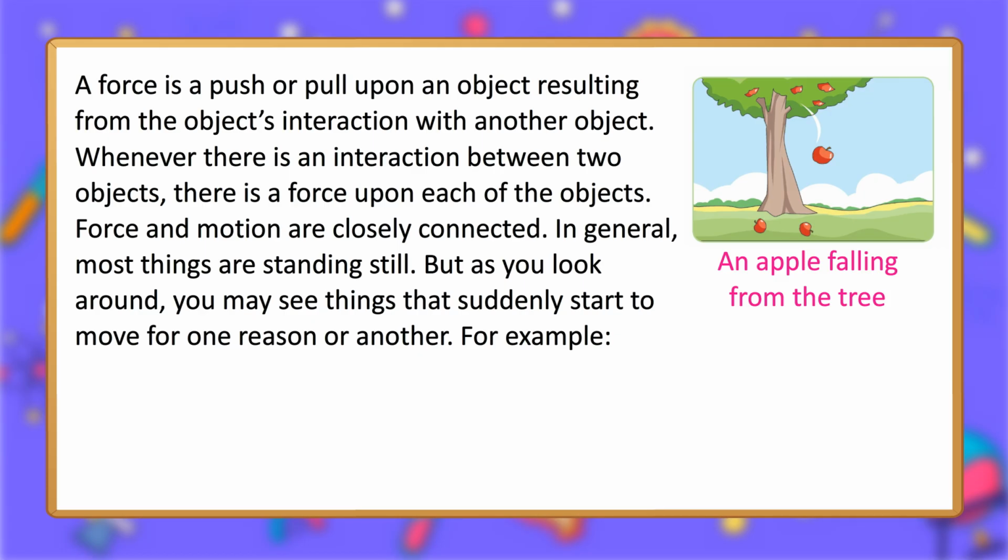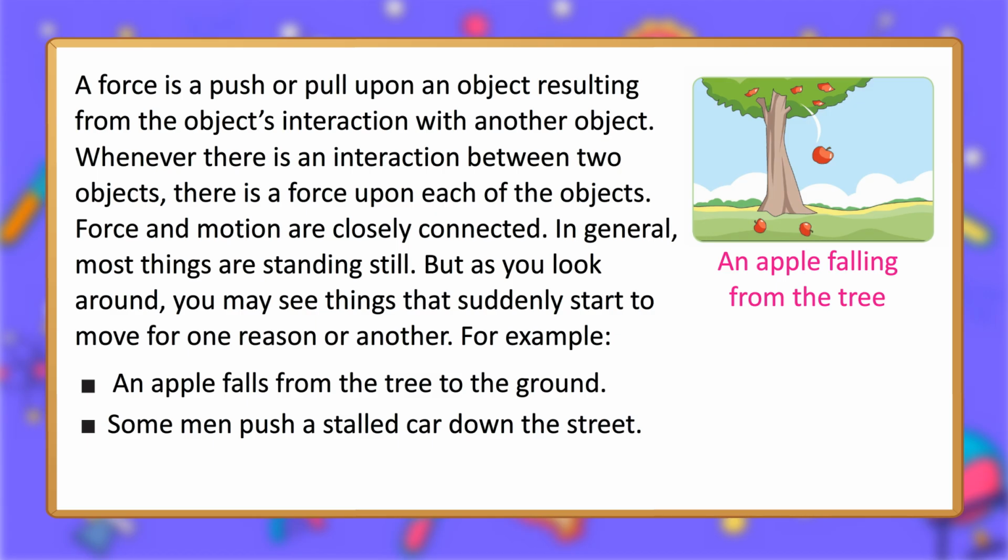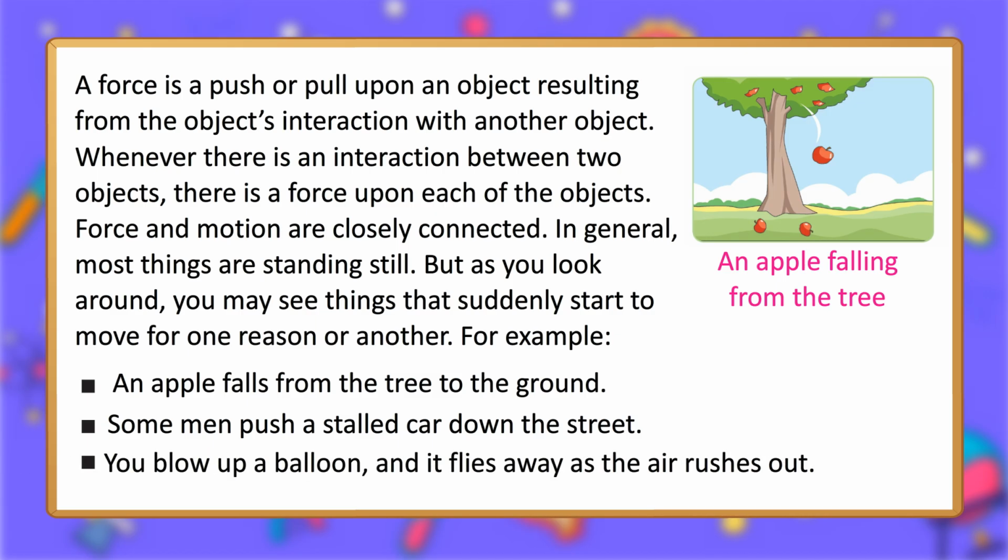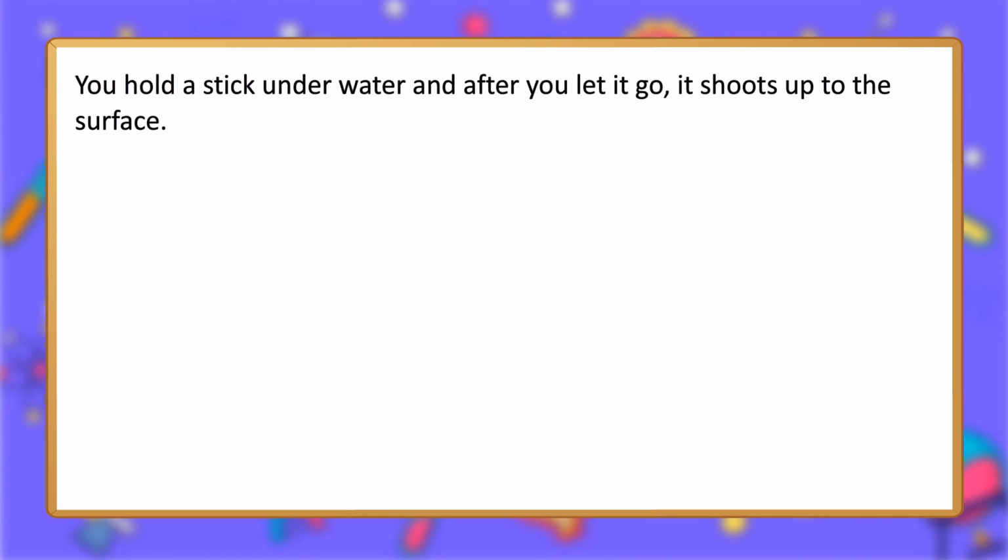In general, most things are standing still. But as you look around, you may see things that suddenly start to move for one reason or another. For example, an apple falls from the tree to the ground. Some men push a stalled car down the street. You blow up a balloon, and it flies away as the air rushes out. You hold a stick underwater and after you let it go, it shoots up to the surface.